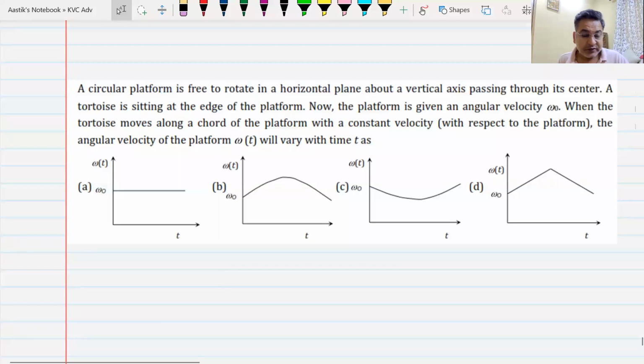So this is the next one. A circular platform is free to rotate in a horizontal plane about a vertical axis through its center. A tortoise is sitting at the edge of the platform. Now the platform is given an angular velocity omega naught. The tortoise moves along a chord on the platform with constant velocity. You can understand, no? This is the type of question you can find in JEE Advanced. As the tortoise moves along a chord with constant velocity with respect to the platform, the angular velocity omega of the platform will vary. How will it vary?